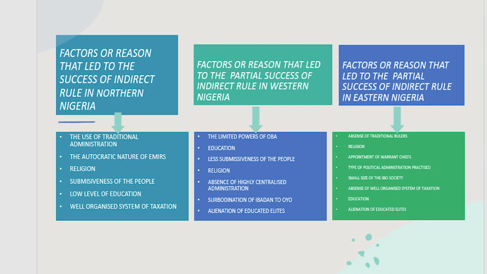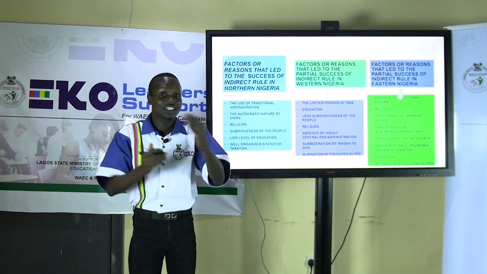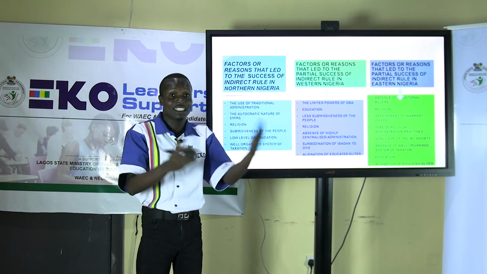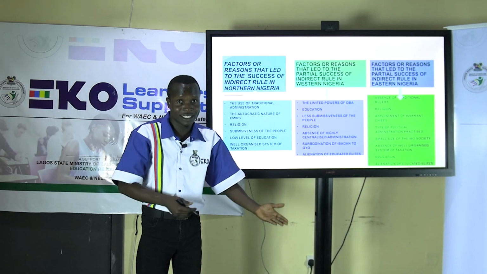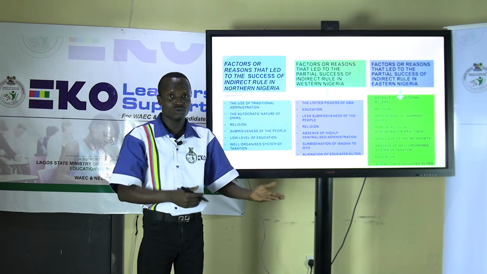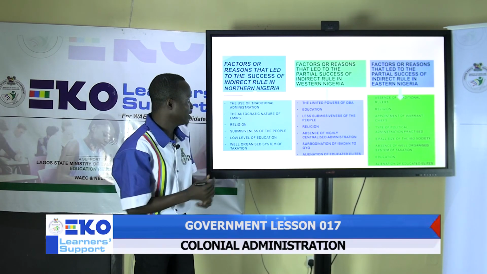Let's move to the partial success of indirect rule. It was not fully successful in Western Nigeria. One, the limited power of the Oba. The Oba is limited. In Yoruba land, there's what we call checks and balances, because the Alafin can be checked by the Oyomesi, the kingmakers, through the Bashorun. So there's limited power.